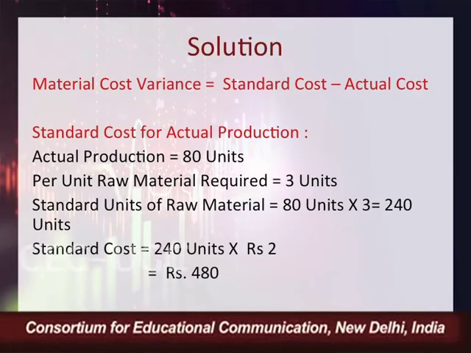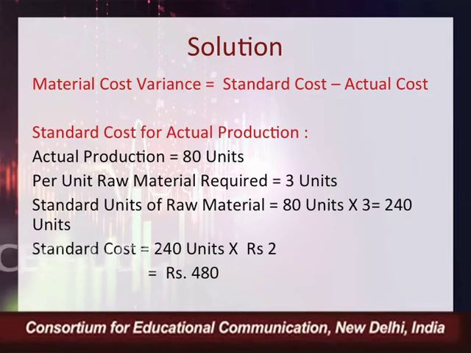We'll start with the material cost variance. As we know, the formula for material cost variance is standard cost minus actual cost. Standard cost for actual production, as I told you, we'll have to calculate. Actual production given in the question is 80 units. Per unit raw material required is 3 units. Standard units of raw material we'll have to calculate. The question says you have to produce 80 units, you have produced 80 units as far as actual production is concerned, and per unit of raw material required for producing these 80 units, as far as standard is concerned, is 3 units.